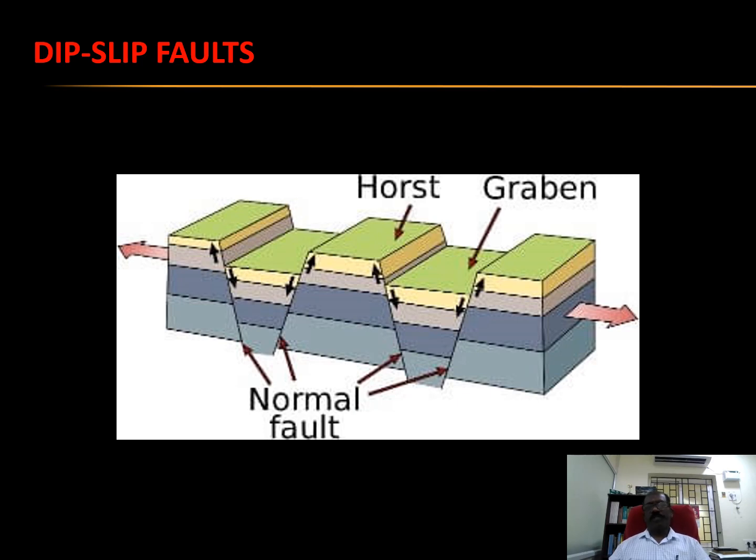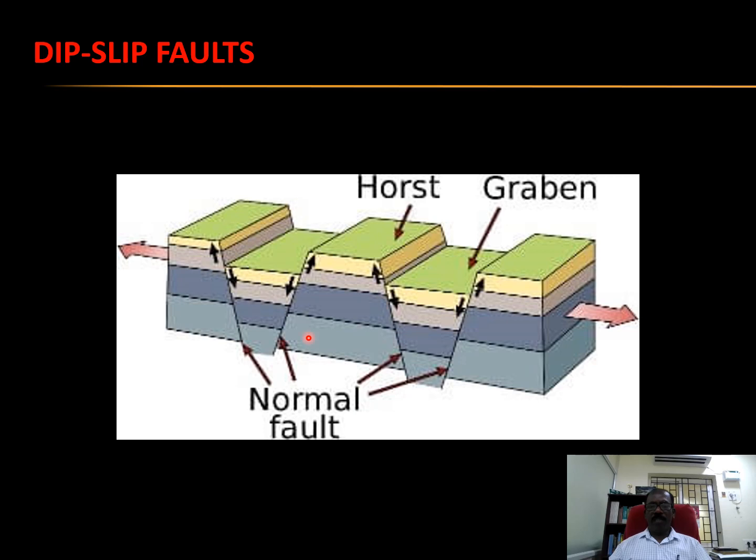Dip slip fault. What do you mean by this? In a normal fault, the hanging wall moves downward relative to the footwall. That means stationary blocks. In a reverse fault, the hanging wall moves upwards. See, hanging wall moves upwards. Reverse faults occur due to compressive forces, whereas normal faults occur due to tensile forces. You can understand by seeing these diagrams.